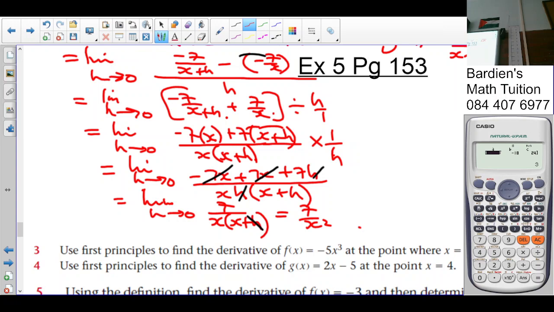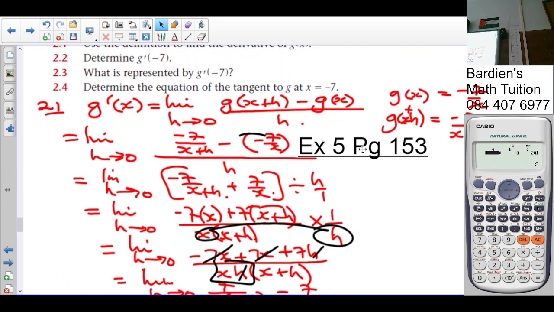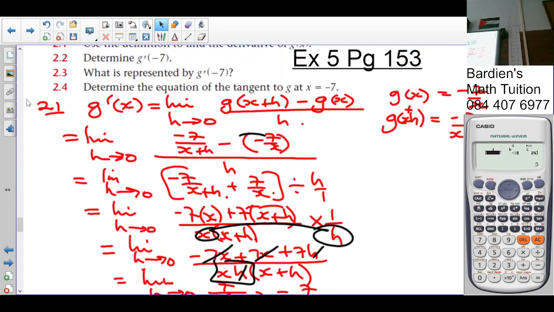Okay. That's nice. Okay. Yes? xh. This here is, you see, x multiplied by h. Okay, so I'm going to write it as one fraction. Alright, you all okay with that? So let's look at the next question.